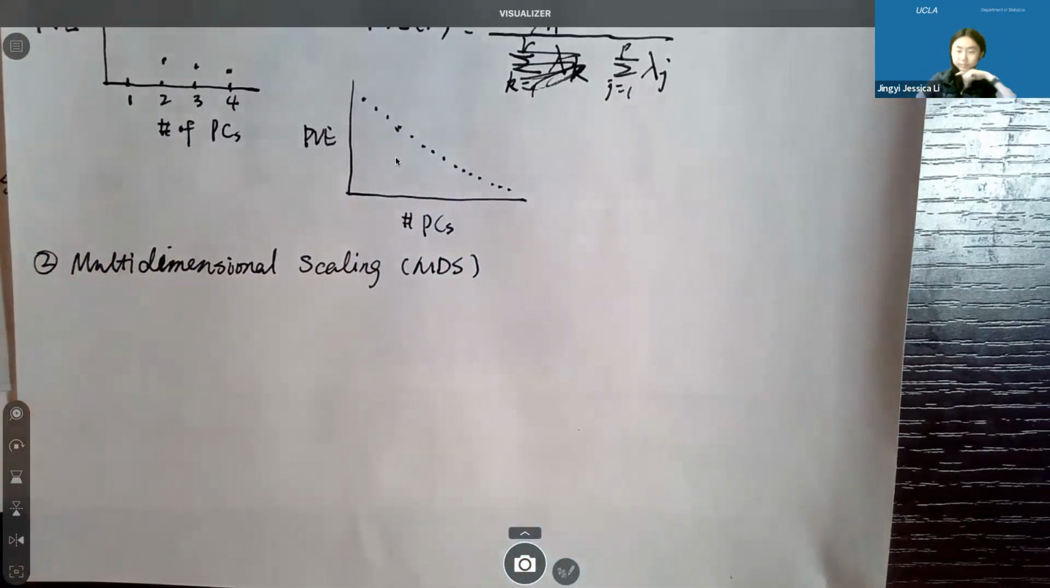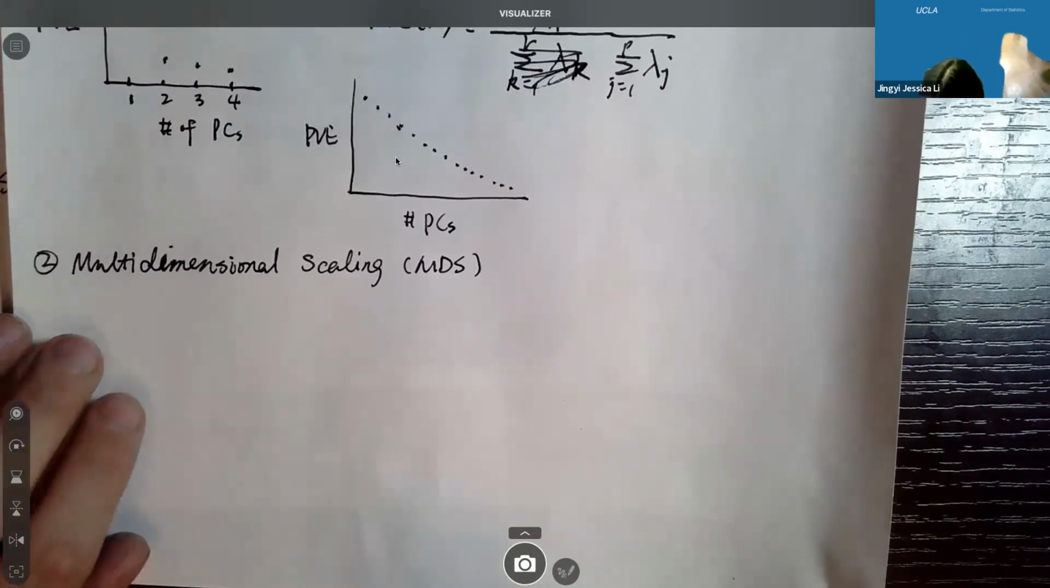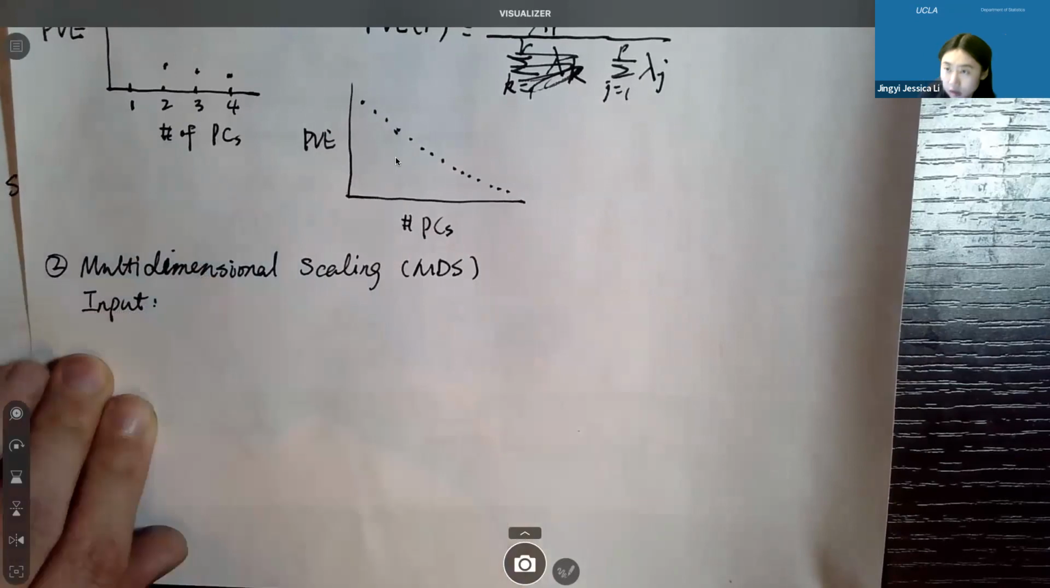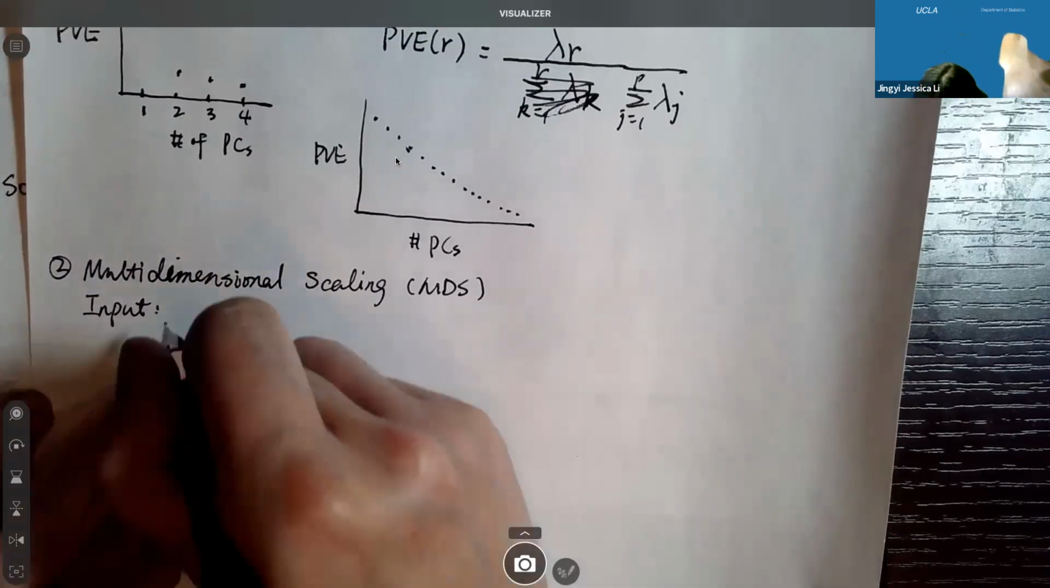MDS. Okay, so I would like to give you a first hint: the classical MDS is actually equivalent to PCA if the distance is computed by Euclidean distance. So that's the first hint. But what's different between MDS and PCA is that here the input is no longer an N by P data matrix, but an N by N distance matrix.